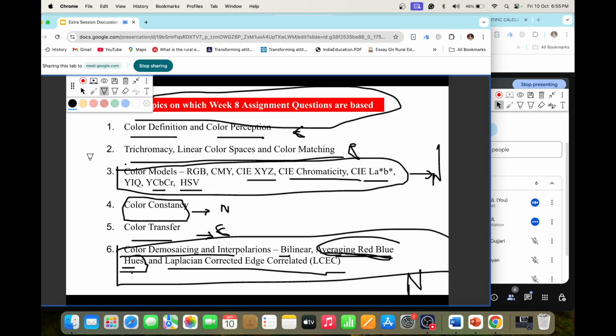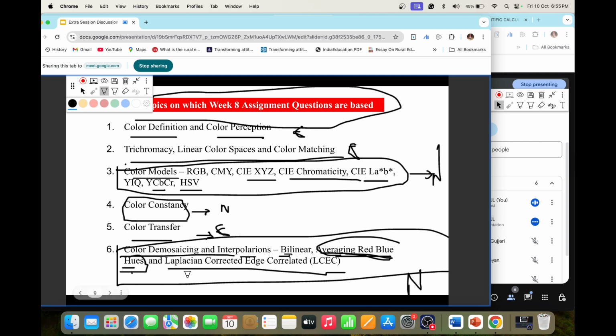And then week 8 is related to color definition, that is colors. So colors, the most important concept from the numerical point of view is different color models. Okay, different color models and all the formulas associated with it, like RGB, CMY, CIEXYZ, CIELAB, and HSB. And then color demosaicing and interpolation, that is CFA filters, that is color filter array. So from this we have two things, bilinear and average red blue hues, and you have this third thing, that is LCEC, that is Laplacian corrected edge correlation.